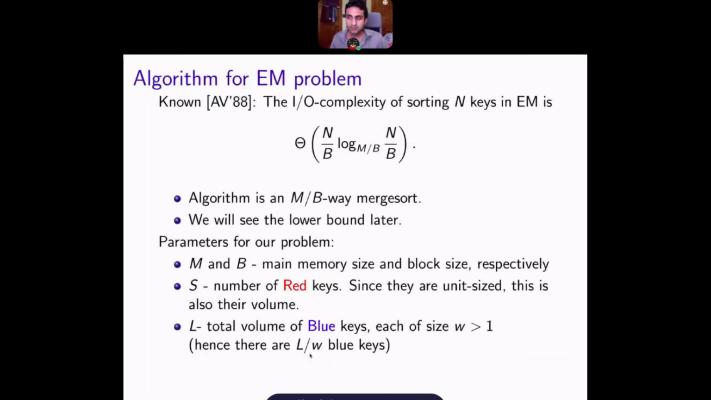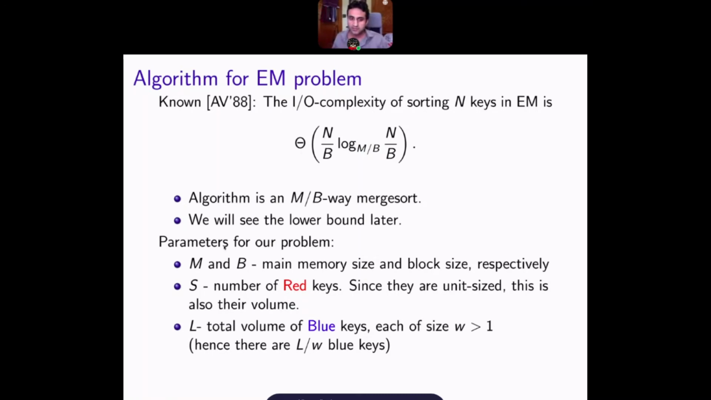So coming back to our external memory problem. First of all, how do you sort unit-sized elements in external memory? Well, the algorithm is basically a merge sort, but you have more parallelism. And the I/O complexity to sort n keys is this. It's n over B log base M over B of n over B. Basically, you're doing an M over B way merge sort. And I'll show you a lower bound later. So this is tight.